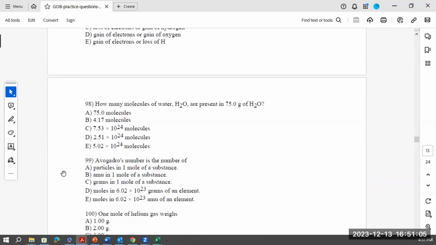Okay. How many molecules of water are present in 75.0 grams of H2O? So we have mass. So what can we use to change mass into moles and then change that to number?